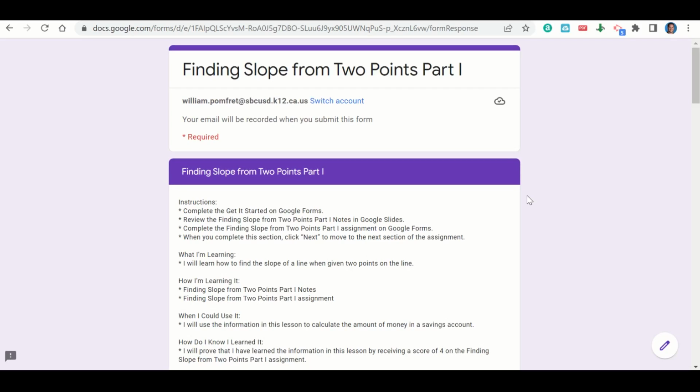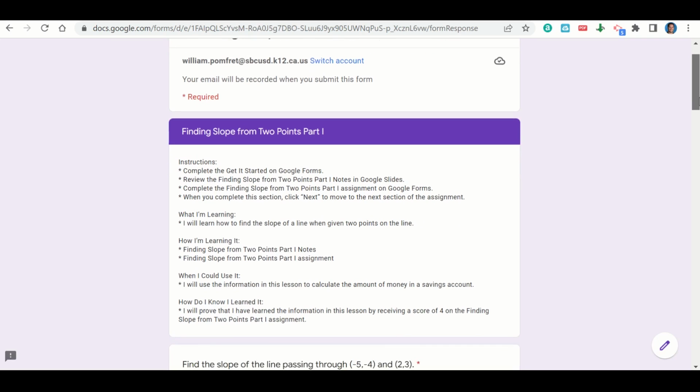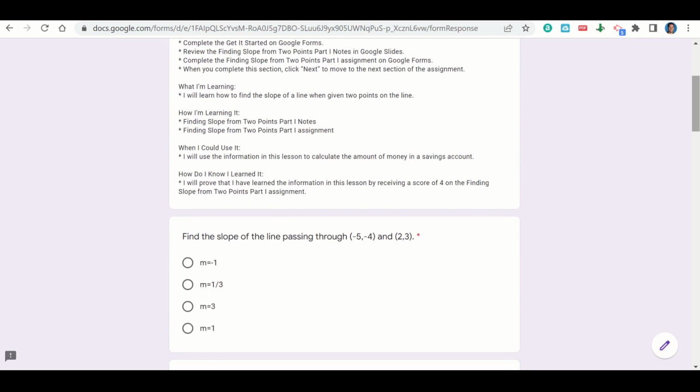Let's take a look now at how to complete the Finding Slope from 2 Points Part 1 assignment. So our assignment begins with the learning goals and success criteria. We'll scroll down and answer a couple of these questions. So the first one says, find the slope of the line passing through -5, -4, and 2, 3.